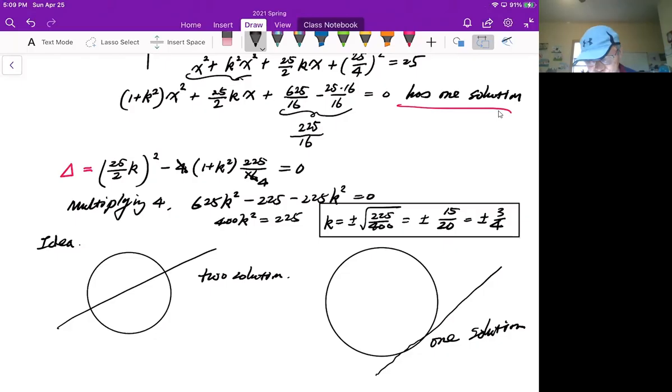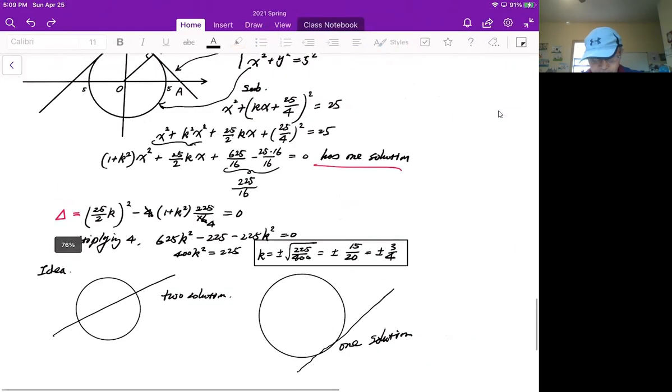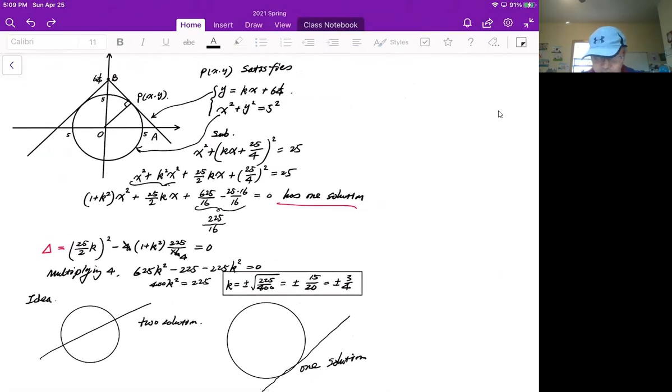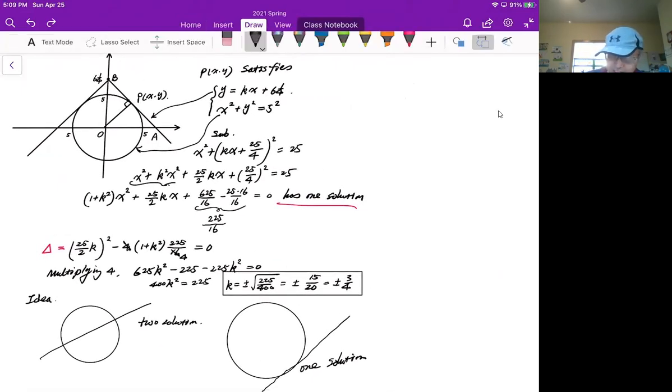Okay, so what's the answer here? The answer basically says that, where is my tangent line? The tangent line is here. Can you see that? That's my tangent line, so that gives me y equals kx plus 6 and 1 quarter, where k is plus or minus 3 over 4. This is my answer. Can you see that?